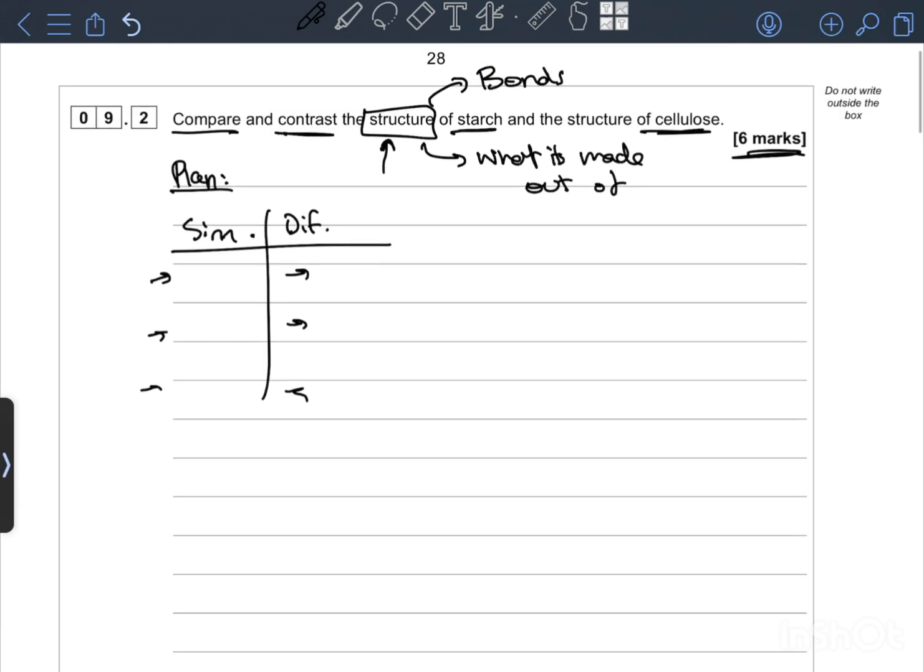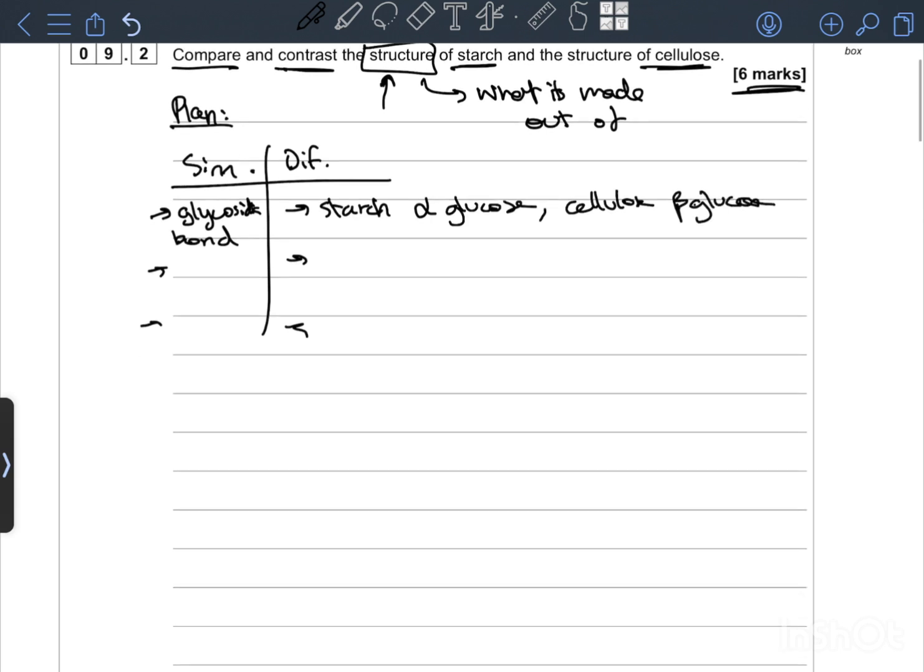So let's think about similarities. And when we think about bonds, we look at starch and cellulose. Okay, now we realize that both of them have glycosidic bonds. Now we look at what they're made out of, and okay, we know that starch has alpha glucose, whilst cellulose has beta glucose. So already we've secured 2 good marks.